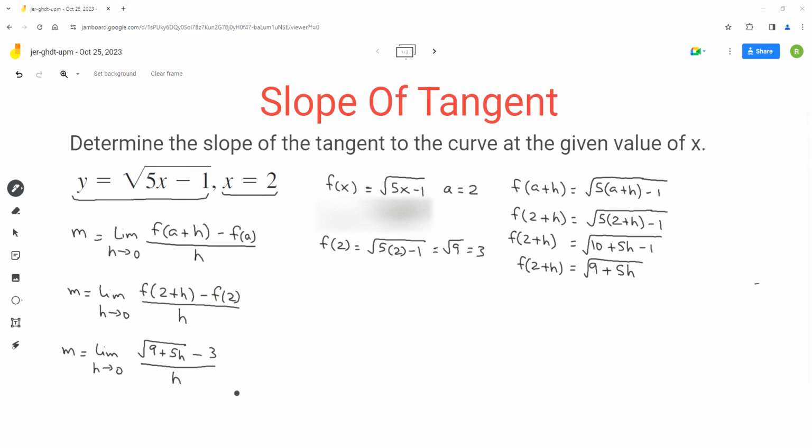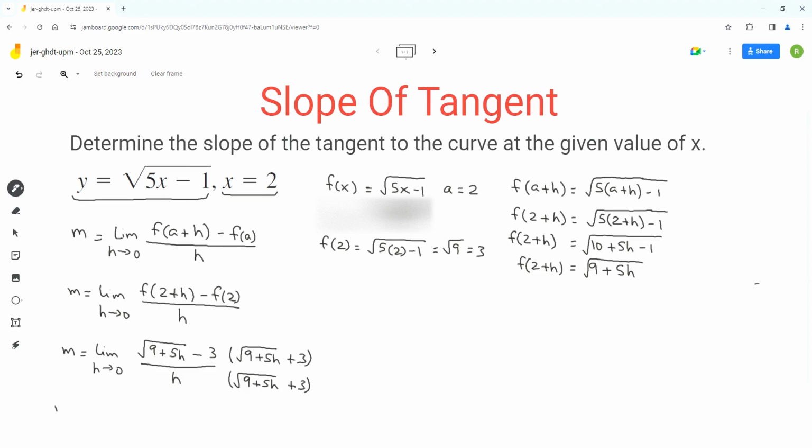For that, we'll have to use the conjugate method. As per the conjugate method, we'll have to multiply the numerator and the denominator by the conjugate of the numerator, because we have to simplify the numerator. The conjugate is an expression with the same terms but with the opposite sign in the middle of the terms. So in this case, the conjugate will be square root of 9 plus 5h plus 3, and the same expression in the denominator, square root of 9 plus 5h plus 3.